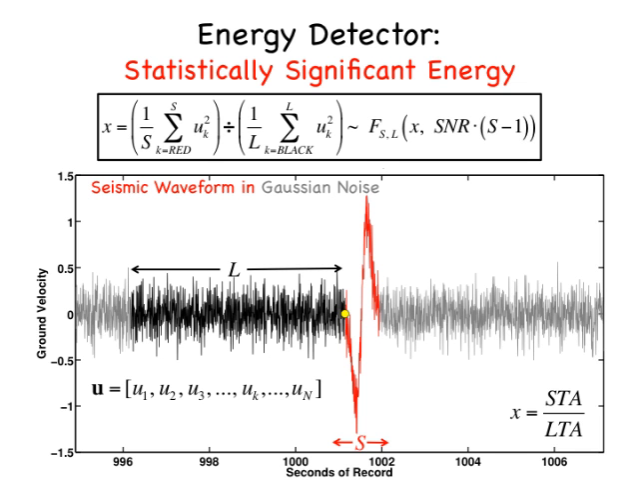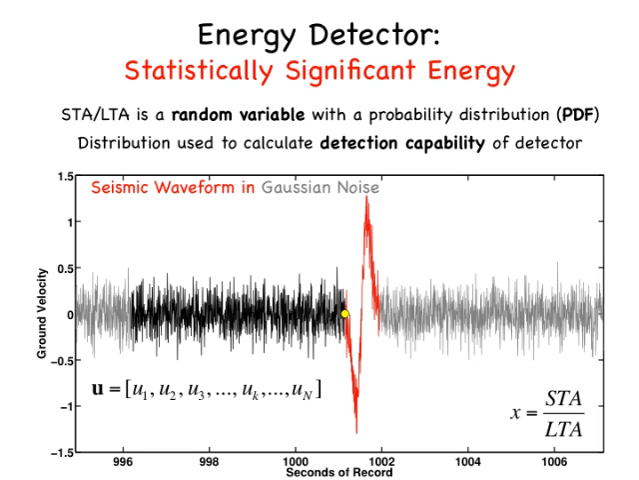First, the sample variance is computed in the leading window that is indicated here by the black portion of this example signal. Second, the sample variance is computed in the following shorter window, indicated by the red portion of this signal. If a signal is localized in the following window, this ratio will be larger than it is in the presence of just noise. Because each sample is the sum of signal and noise, this STA-LTA statistic has a probability density function. In this case, it follows a non-central F distribution. It is parameterized by the size of the front and back window and a non-centrality parameter that is proportional to the signal-to-noise ratio in the data.